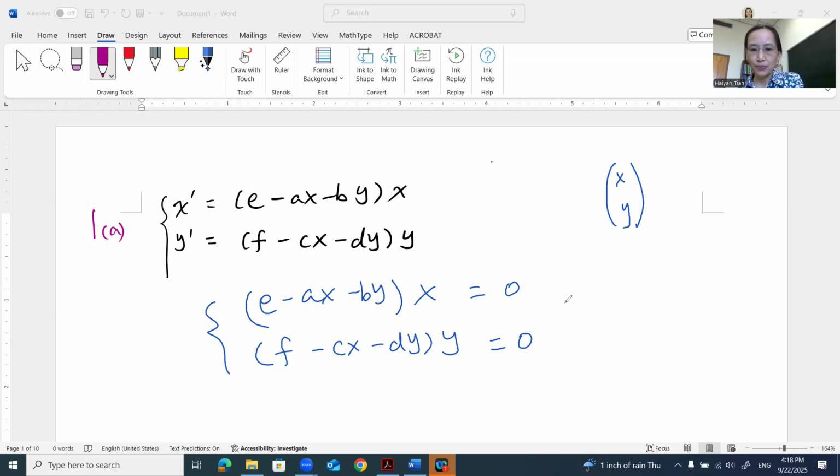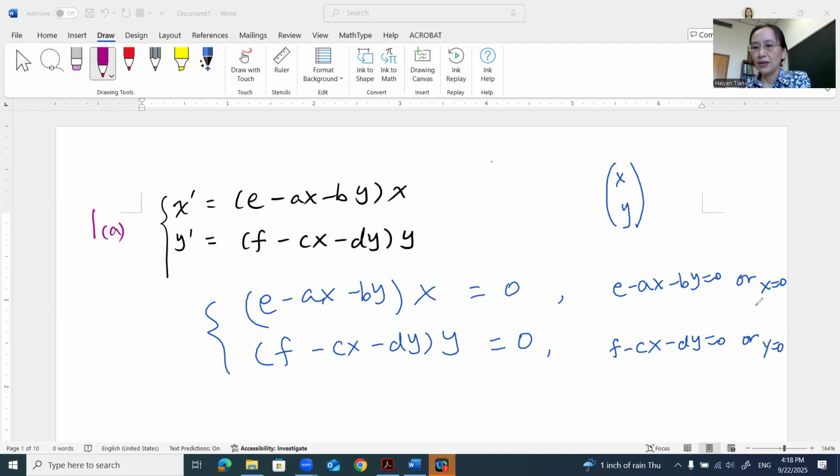Immediately we see that in order for the first equation to be 0, then either E minus AX minus BY is 0 or X is 0. In order for the second equation to be 0, then F minus CX minus DY equals 0 or Y is 0. So we can consider several cases.